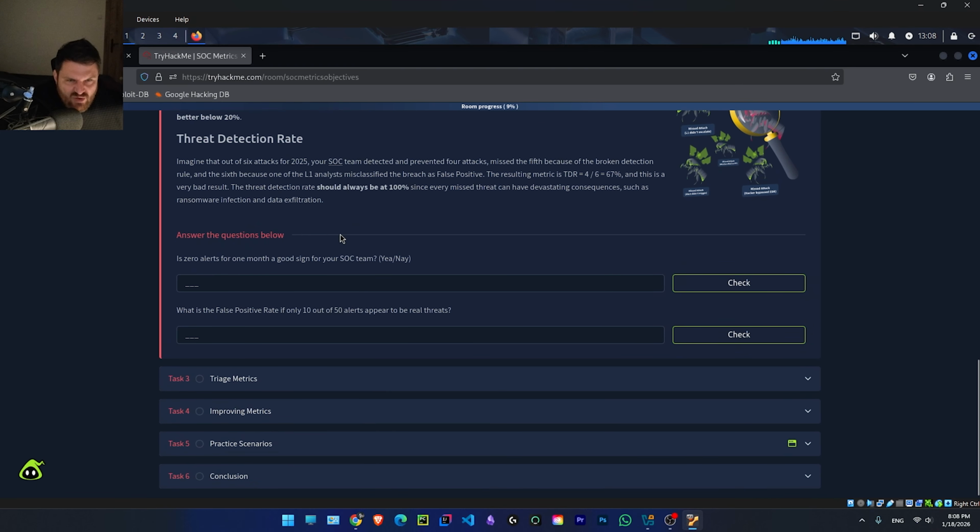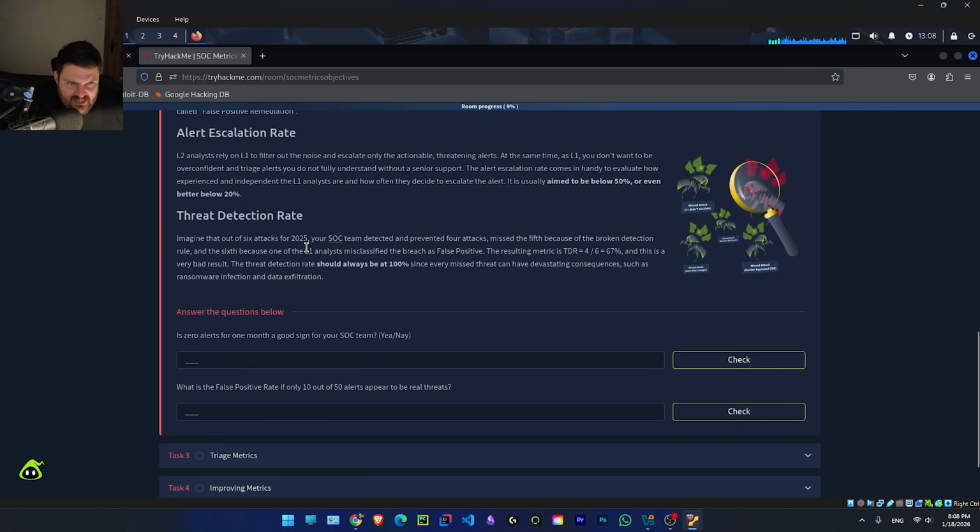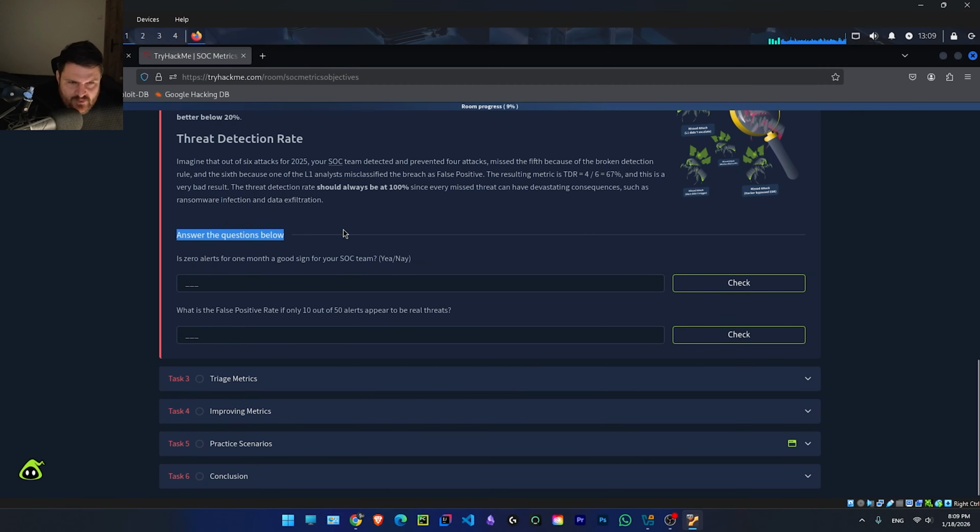Threat detection rate. Imagine that out of 6 attacks in 2025, your SOC team detected and prevented 4 attacks, missed the 5th because of a broken detection rule, and the 6th because one of the L1 analysts misclassified the breach as a false positive. The resulting metric is TDR: 4 divided by 6 is a 67% rate, and this is a very bad result. The threat detection rate should always be at 100%, since every missed threat can have devastating consequences such as ransomware infection and data exfiltration. Answer the question below.